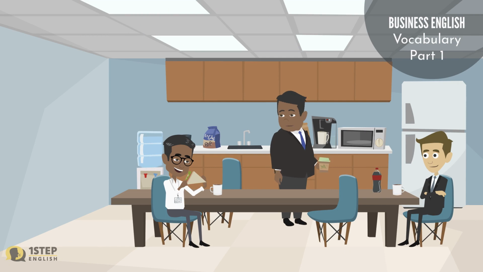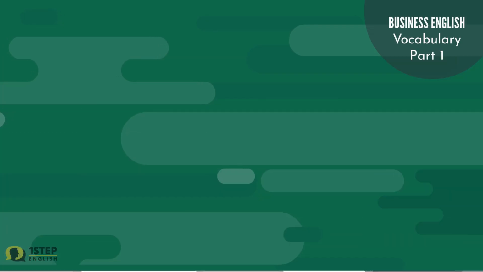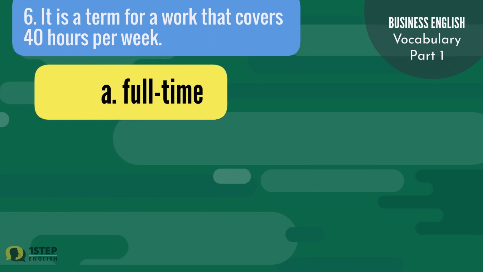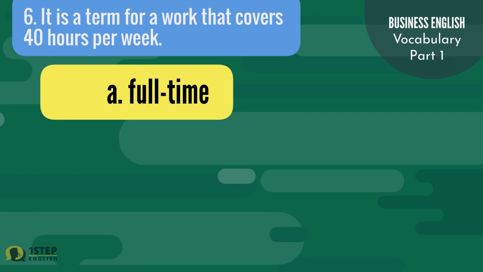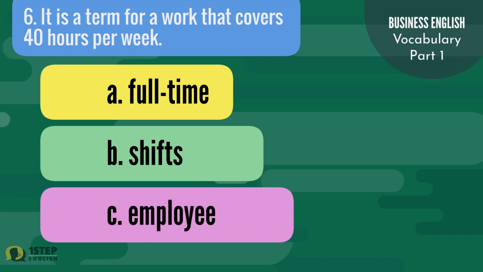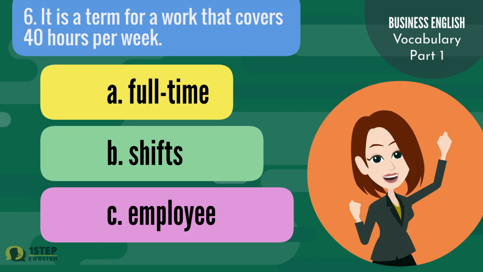Number 6. It is a term for work that covers 40 hours per week. Letter A. Full-time. Letter B. Shifts. Letter C. Employee. The correct answer is letter A. Full-time.